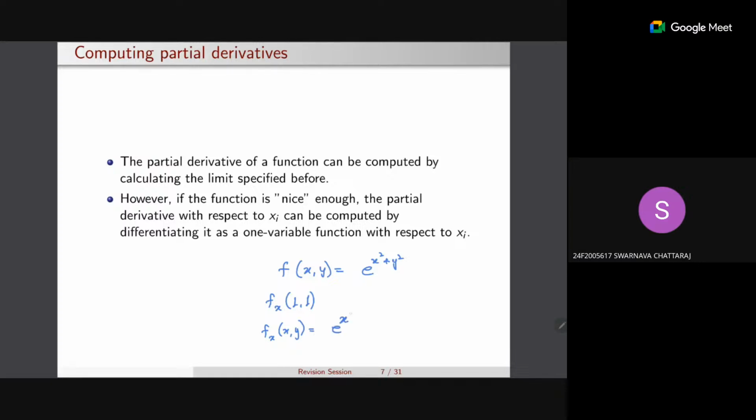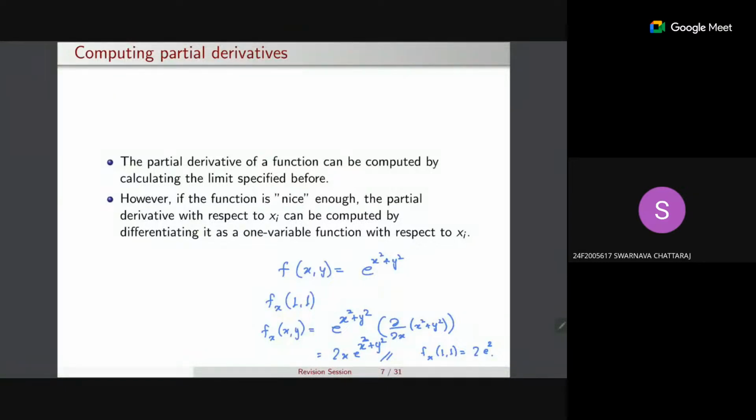So you do e to the x squared plus y squared times the differential, or ∂/∂x, of x squared plus y squared. Now, what is the differential of x squared plus y squared? That is just 2x again, because y is treated as a constant. So it's just 2x times e to the x squared plus y squared. So this is fx at a general (x, y). If you want fx at (1, 1), this would just be equal to 2 times e squared.